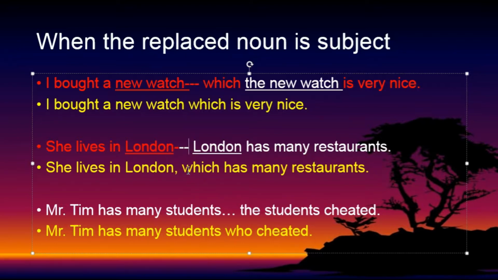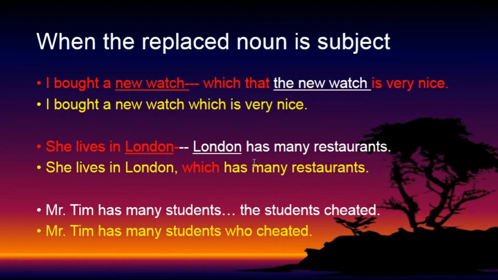But I have a comma. Why do I have a comma? Because this second relative clause, which has many restaurants, is extra information. It's a non-identifying clause, so I cannot use that. I have to use which, because it's a non-identifying clause. It's extra information, correct?